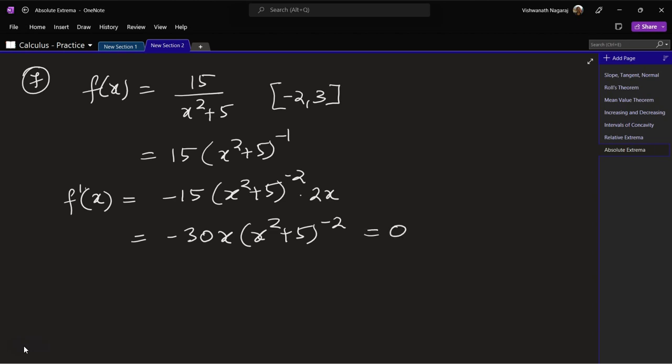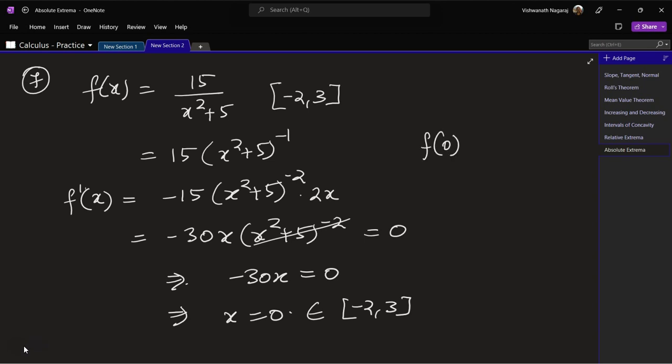Now if we equate it to 0, what happens? This disappears. So we are left with minus 30x equal to 0, which implies x equal to 0. And this 0 belongs to the interval minus 2 comma 3. Now let's figure out what is the value of f of x when x equal to 0. So f of 0 will be 15 by 0 plus 5, that is 5, which is equal to 3. So therefore the point would be 0 comma 3.